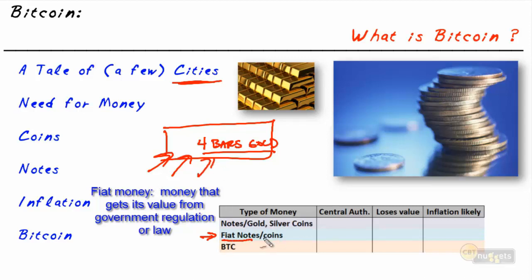Now I bring up fiat notes, as in paper, and there are also fiat coins, because the coin originally was silver or gold used for money. But now there's no silver or gold in most of our currencies, most of our coins, in most of our organizations around the world today. Are there still gold coins and silver coins? The answer is absolutely yes. Are they extremely valuable? The answer is yes.